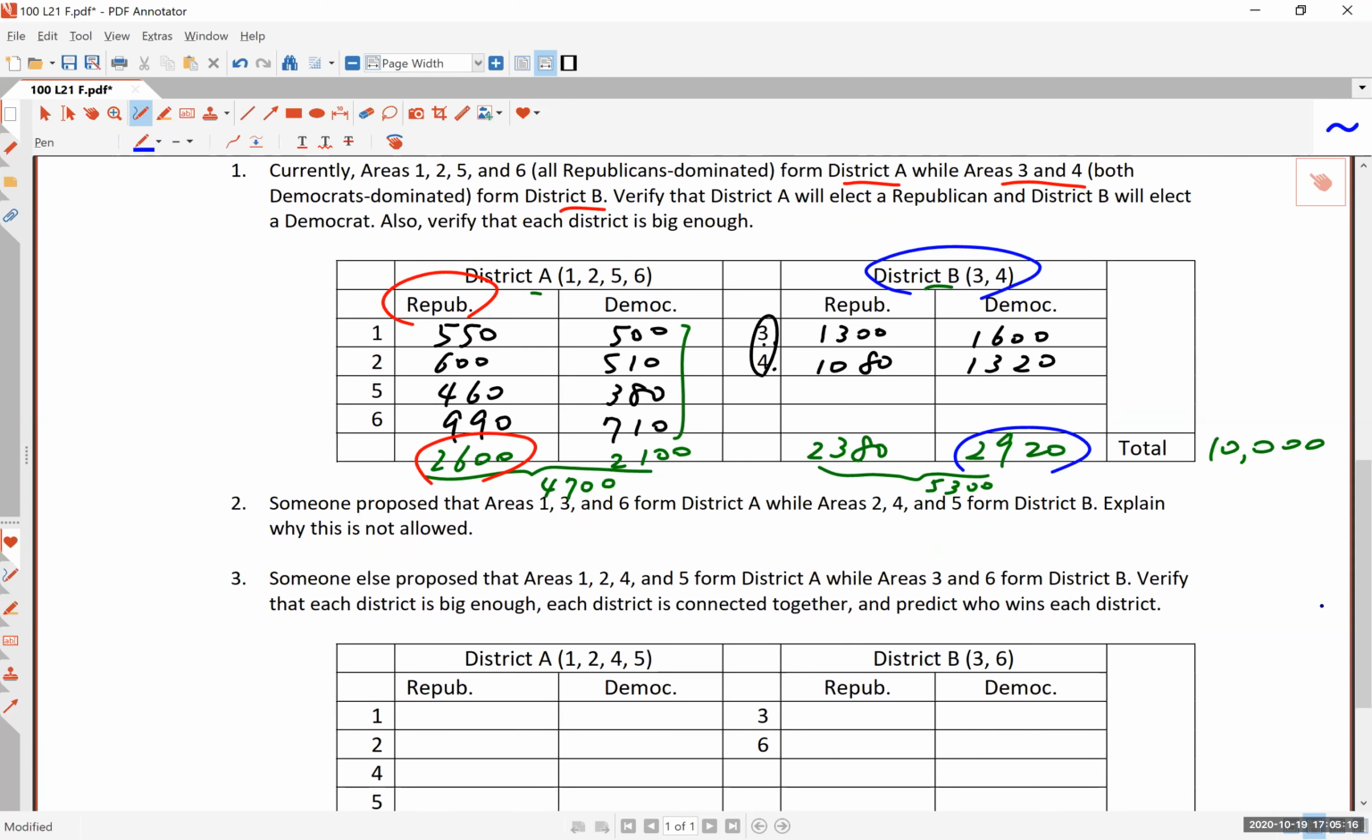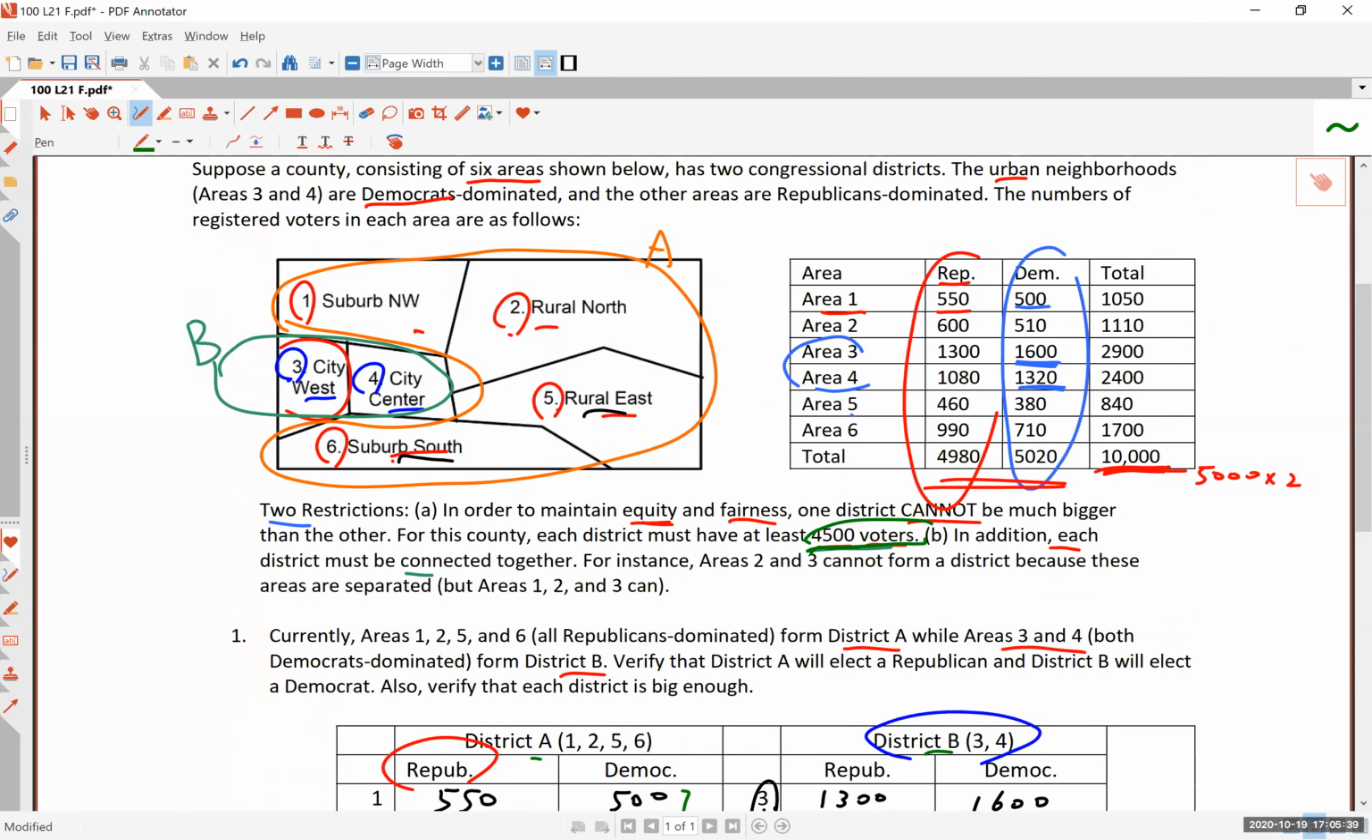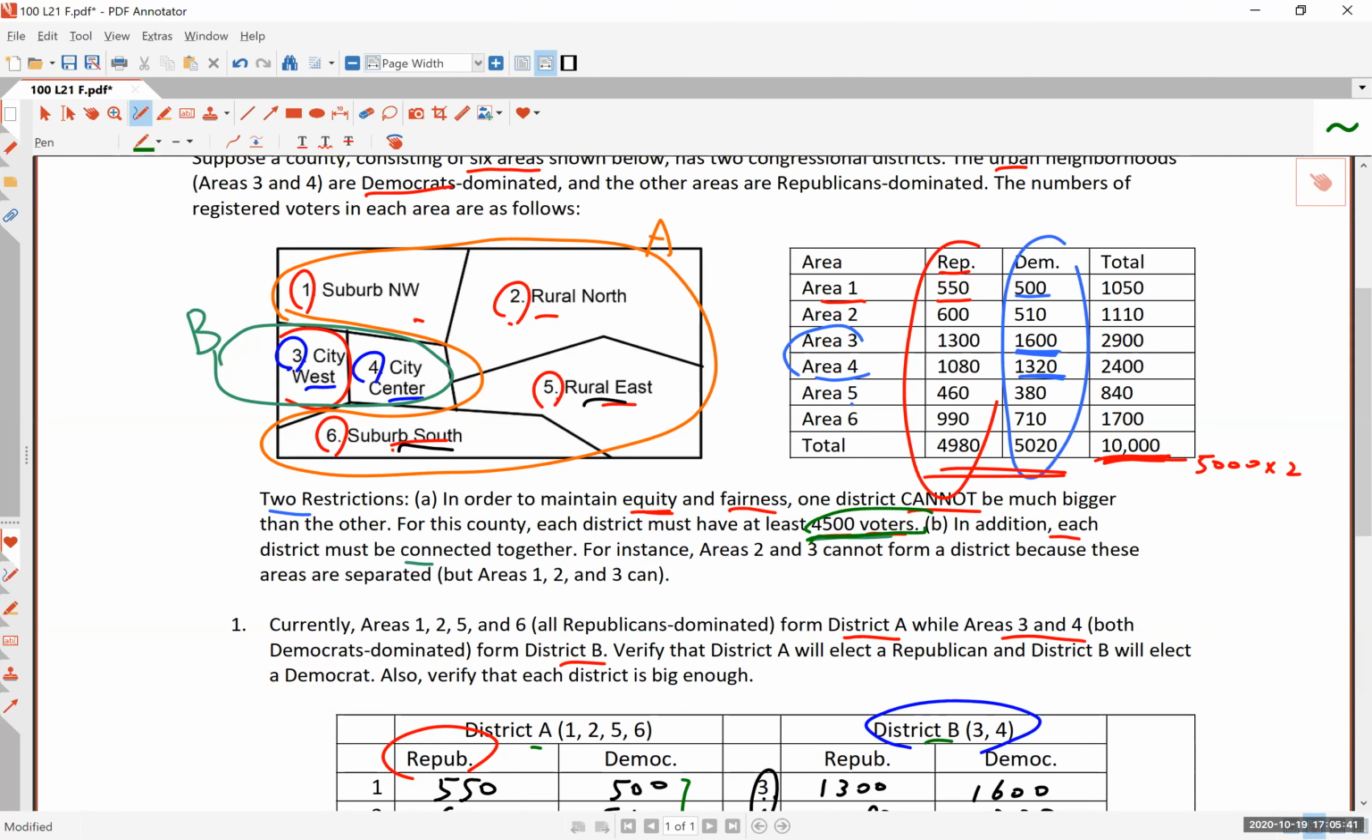All right, so now number 2, someone proposed that areas 1, 3, and 6 form District A and 2, 4, and 5 form District B. And somebody said, no, you can't do that. All right, let's see why this is not allowed. 1, 3, and 6. And I'll go ahead and erase this now. All right, give me a second.